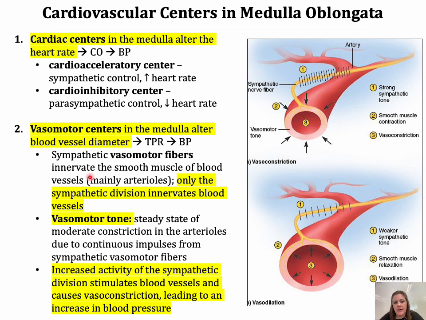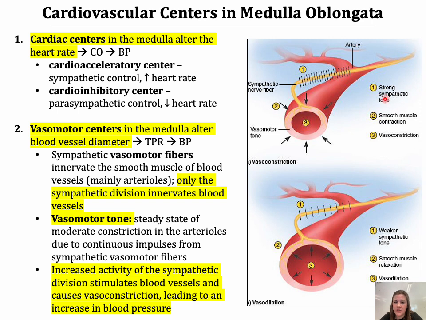Vasomotor center, this alters blood vessel diameter. That in turn is going to affect the total peripheral resistance, right? Whether the vessel is constricted or dilated, and that has a huge effect on blood pressure. And this only involves the sympathetic nervous system. Okay, so only sympathetic vasomotor fibers innervate the smooth muscle of blood vessels, with the biggest effect being the arterioles, the smaller arteries. Okay, and this vasomotor center, it always maintains a tone, so it's always providing input to the tunica media of these vessels.